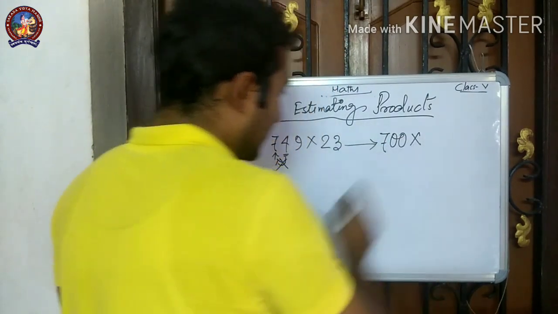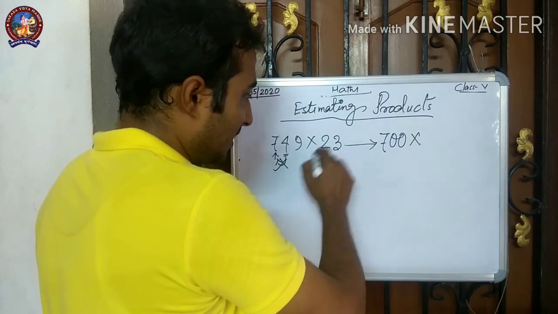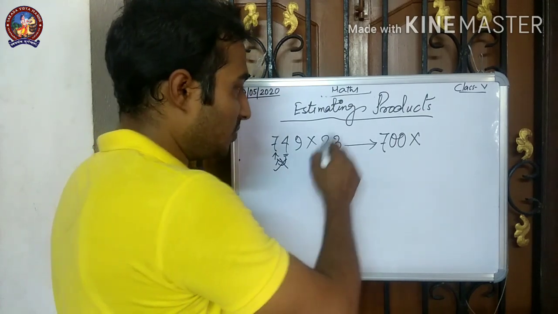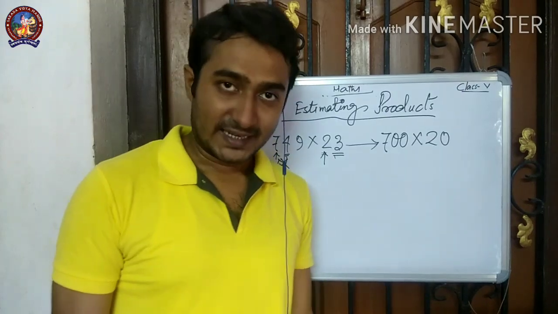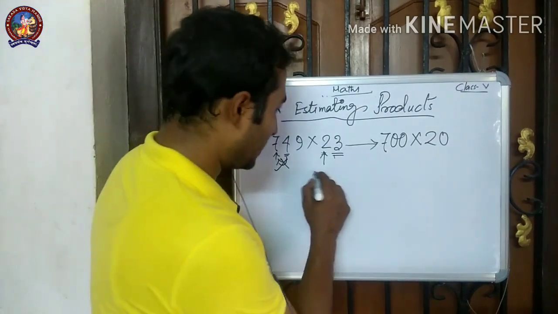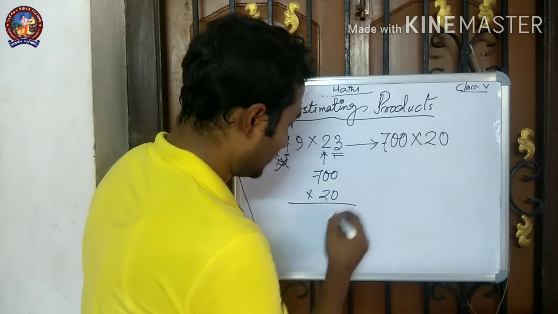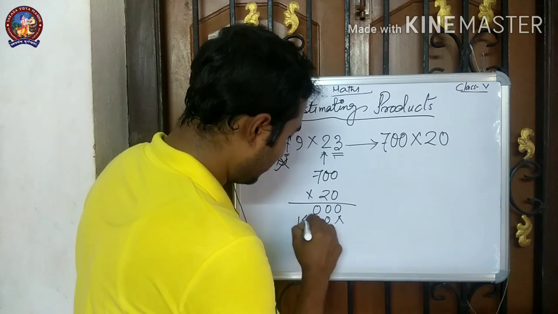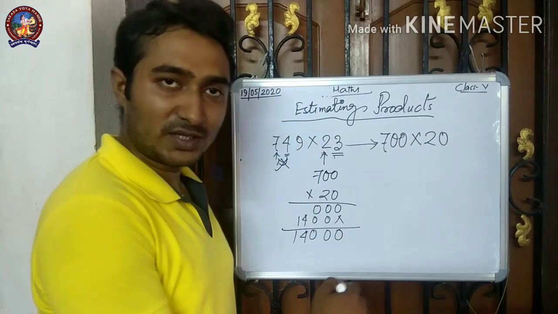Multiplied by this number, 23. The highest place value here is the tens place, and the next digit is less than 5, so 1 will not be added, so it will remain 20. Okay, so to get the result, what do we do? We do the multiplication, 700 multiplied by 20. We will do this multiplication.